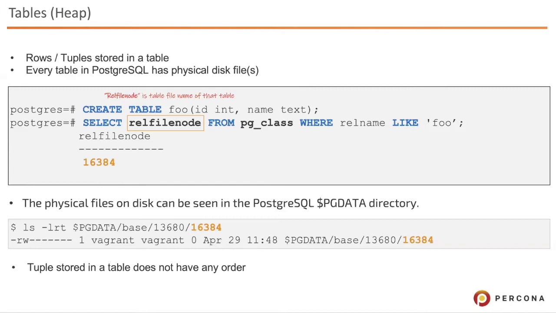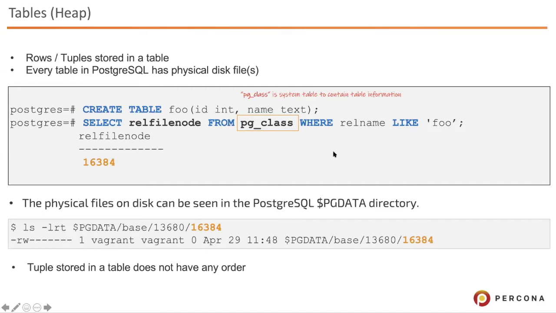After that, we will run some catalog queries on the catalog table pg_class. pg_class is a catalog table, or some people call it a system table, which contains our table information. So we are querying that table to get the actual file name of the table foo. The query is: select relfilenode, which means the name of that file, from pg_class where relname like foo. So we are selecting the file name from the system table where the table name is equal to foo. It will give you the name of the file.